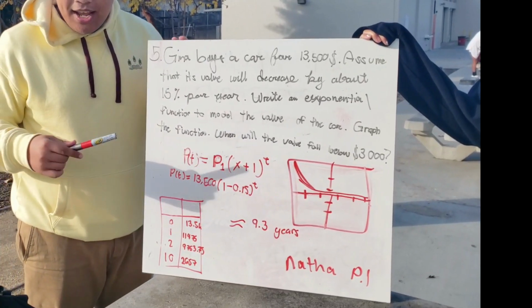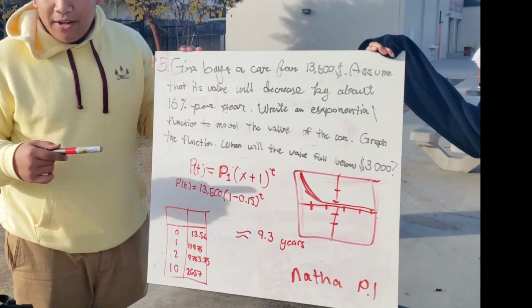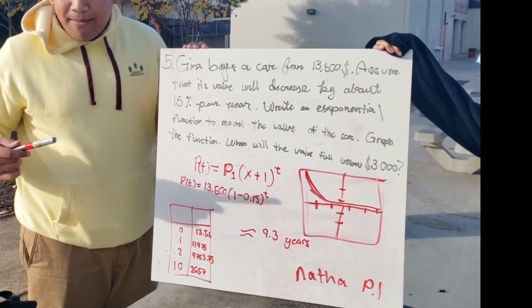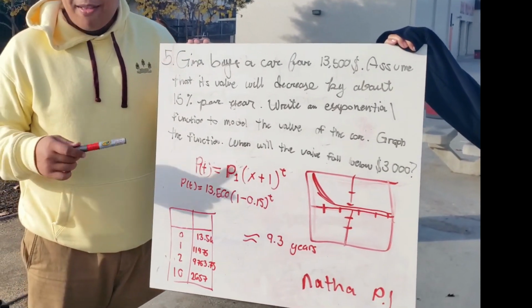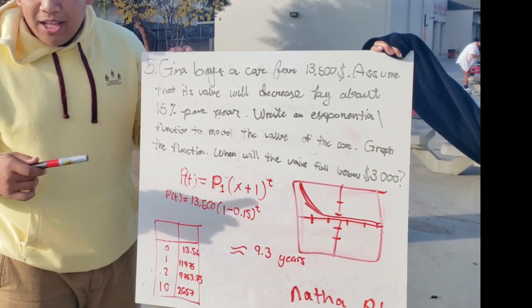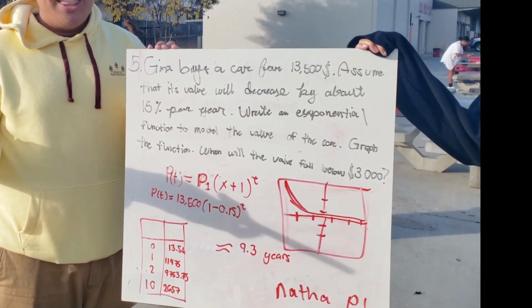The question states, if Gina buys a car for $13,500, assume that its value will decrease by about 15% per year. Write an exponential function to model the value of the car. Graph the function. When will the value fall below 3,000?